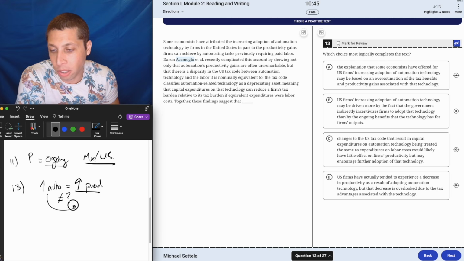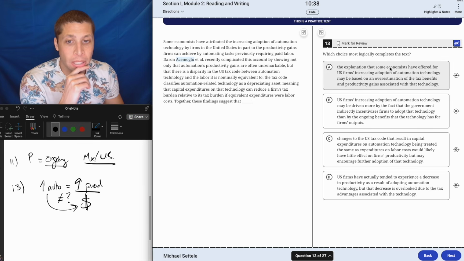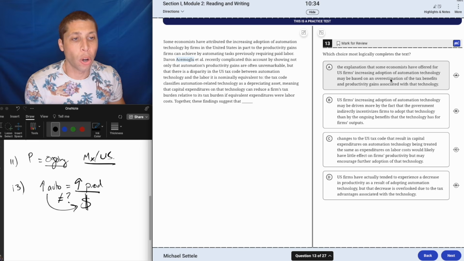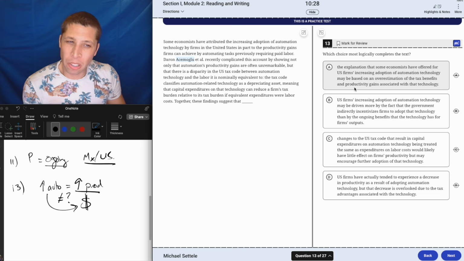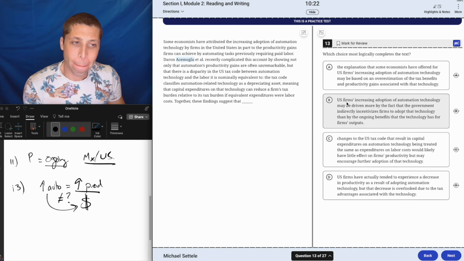So it's saying increase of automation is not about productivity, it's about money. Okay. The explanation that some economists have offered for the U.S. firm's increasing adoption of automation technology may be based on an overestimation of the tax benefits and productivity gains associated with that technology. Well, it might be an overestimation of the productivity gains, but the tax benefits? I don't think so. We'll leave it.